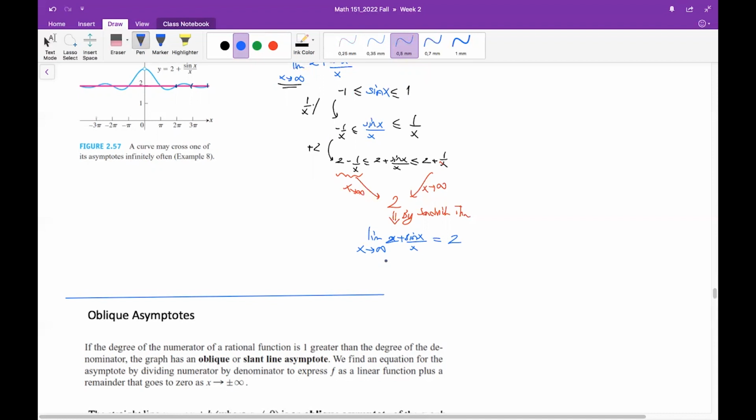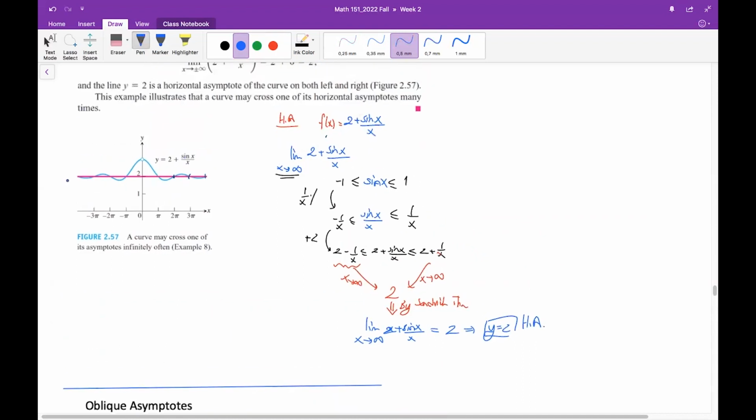So you see, as x goes to infinity, we obtain a finite limit, a finite number. So this line should be the horizontal asymptote of the given function, okay? You see the y equals 2 line here, it is the pink one. And this is the graph of the given function, and it approaches y equals 2 as x goes to infinity. We analyzed this part of the behavior.